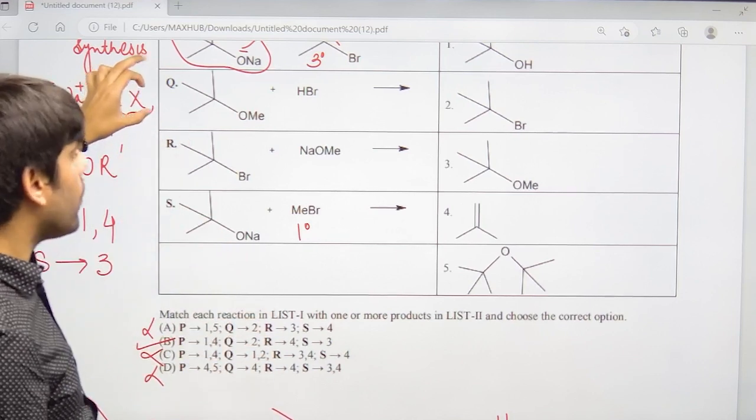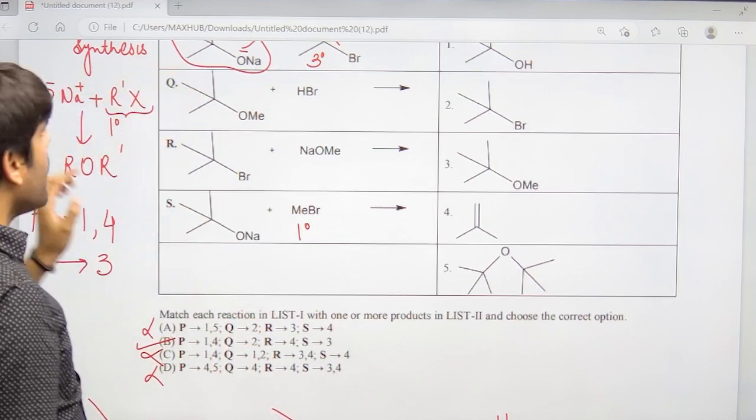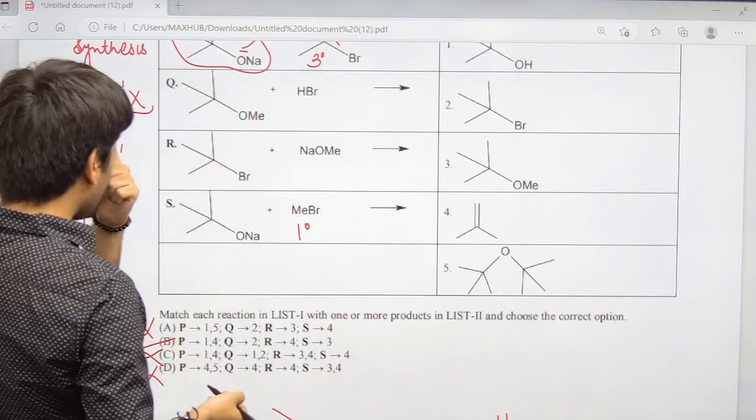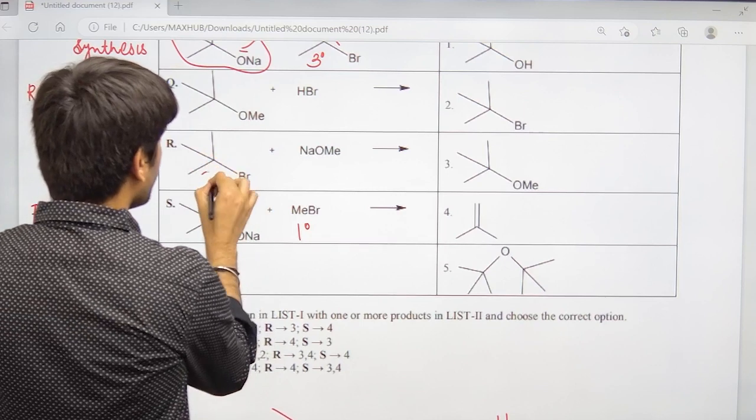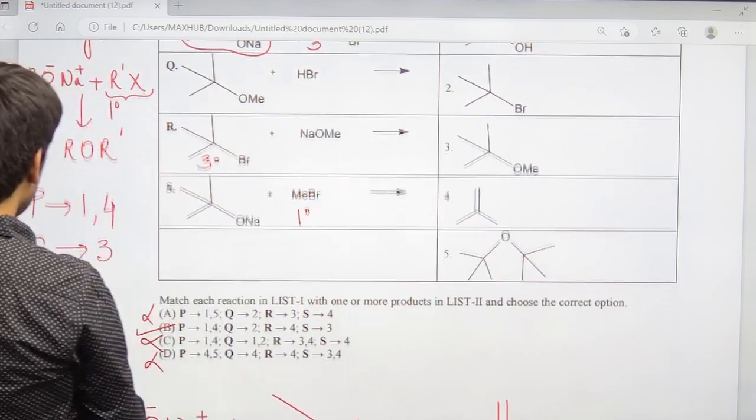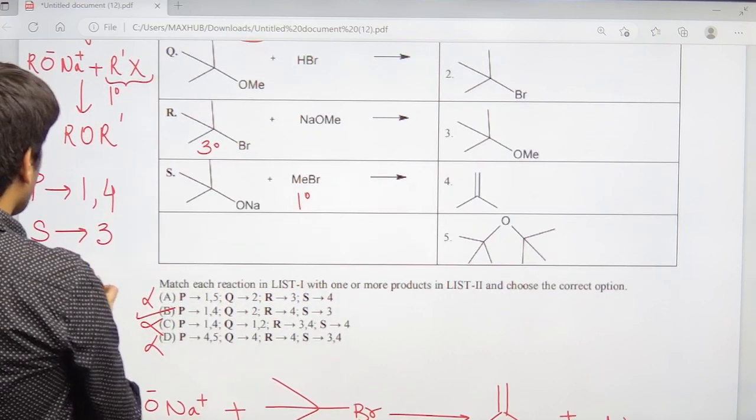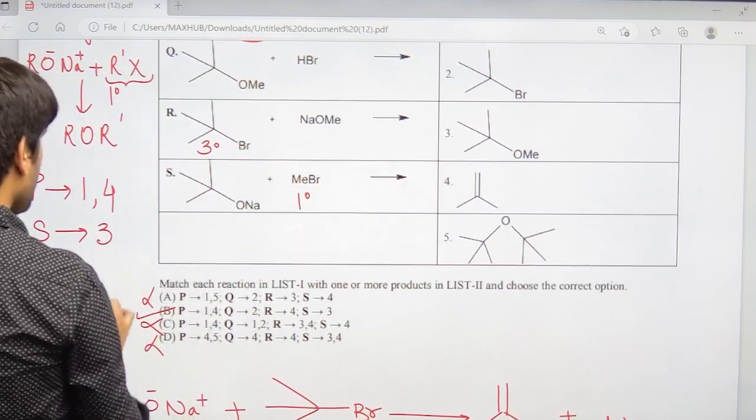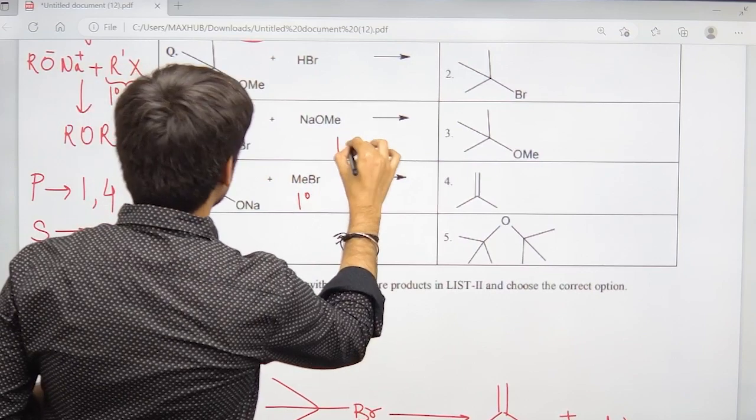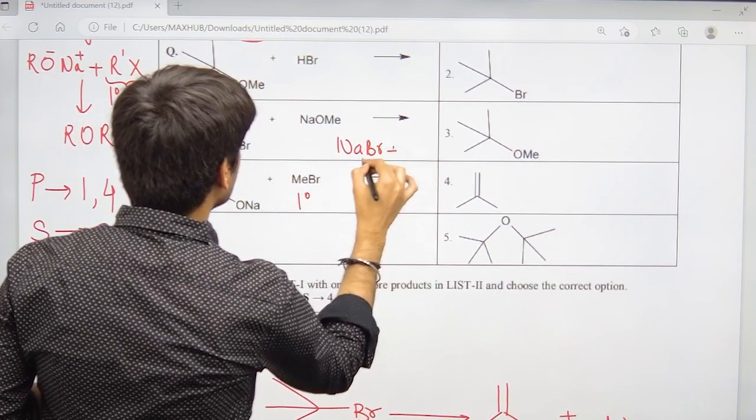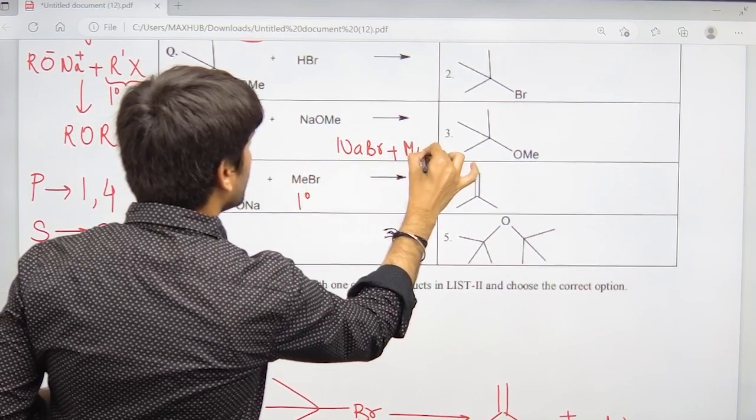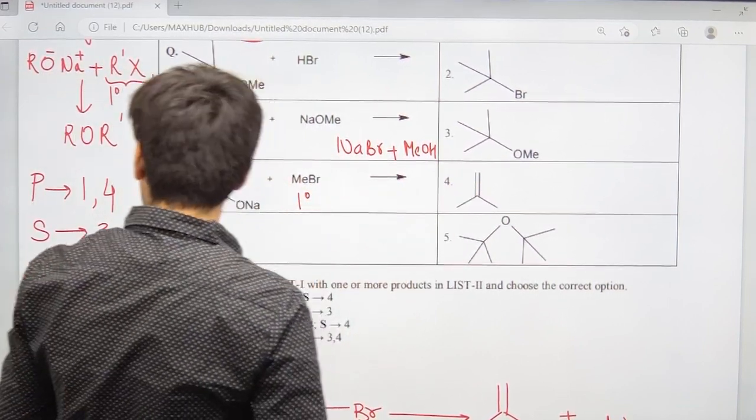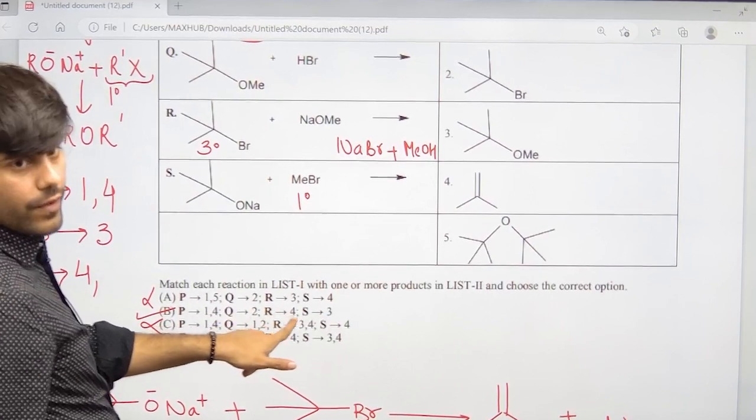But again, we will also discuss the Q and R reactions. So if you see this R, you will again get an elimination product, right? Because this is your 3 degree. So in R we will get 4, and obviously we will get NaBr, and we will also get methyl alcohol. But the prime product is 4. So R is going with 4, and it is matching with our B option.